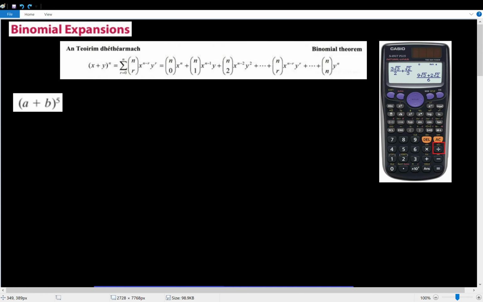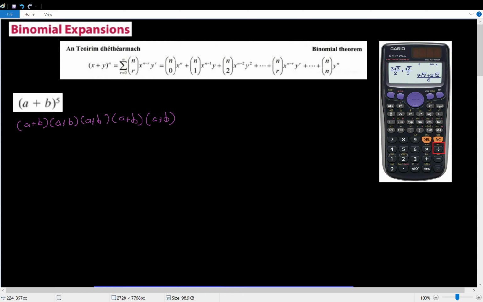So rather than writing out all the brackets like you would for an expansion like this, for example with (a + b) to the power of 5, that's (a + b) times (a + b) times (a + b) times (a + b) times (a + b). And doing out those multiplications can be somewhat tedious, especially as the numbers get bigger when we have higher powers or when we've got higher numbers inside instead of a and b.